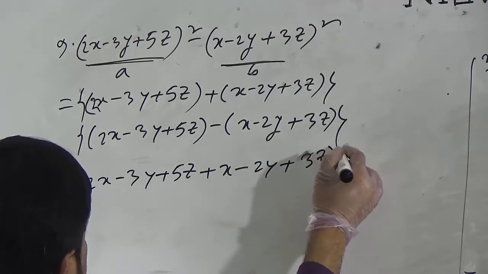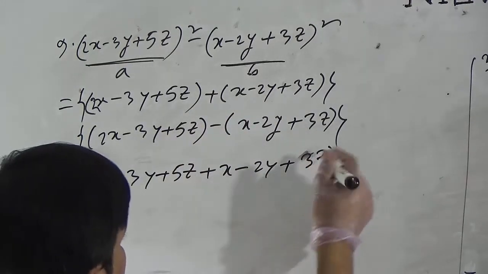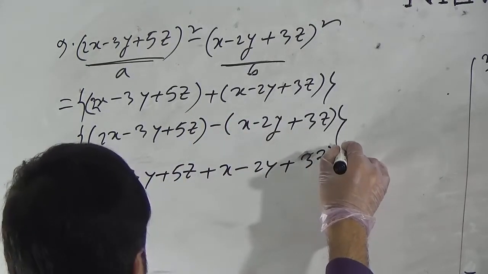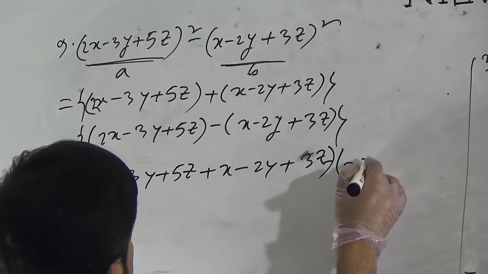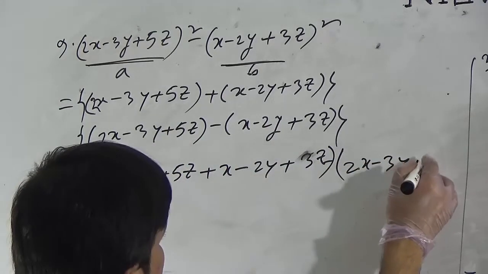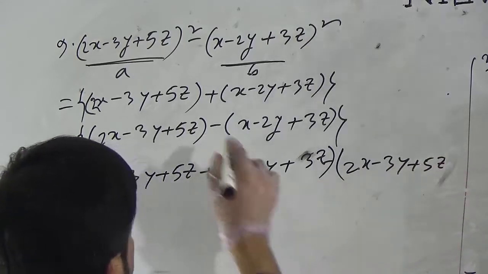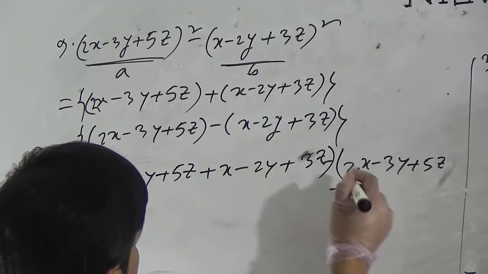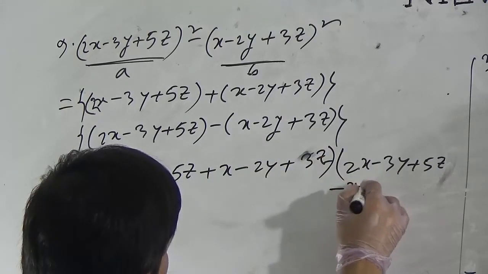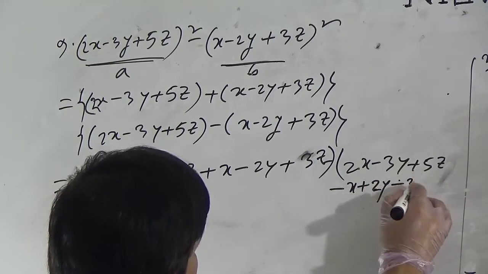When we multiply any expression by plus sign, the sign will remain the same. Then the next one, 2x minus 3y plus 5z here, we have to multiply by minus. If we multiply by minus, the sign will be changed. Minus x plus 2y minus 3z.